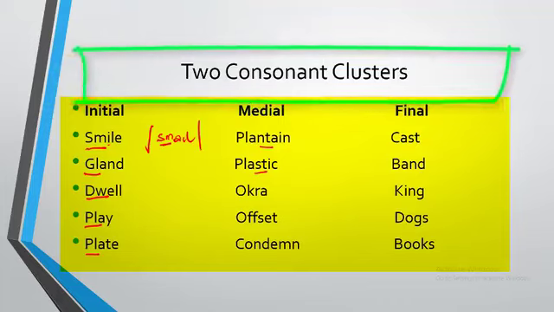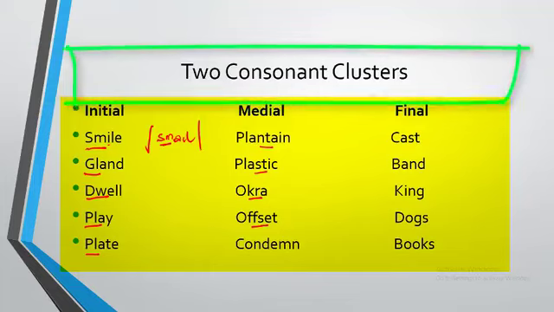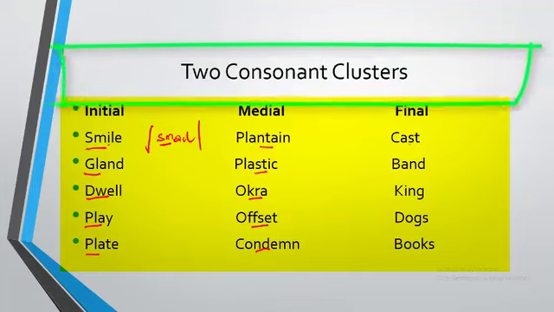Okay, we have okra. Right? We have offset. Offset. Then we have condemn. Condemn, a nasal and d. Right? Then at the final position we have cast, band, king.